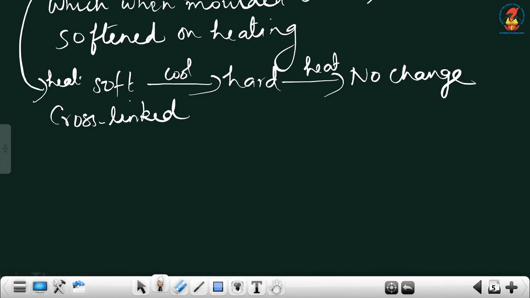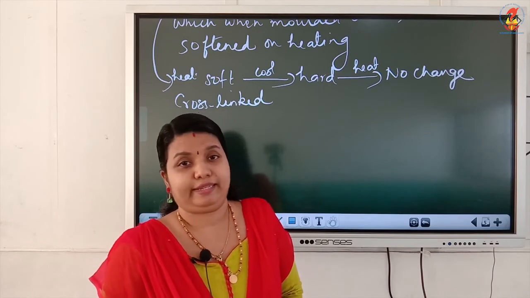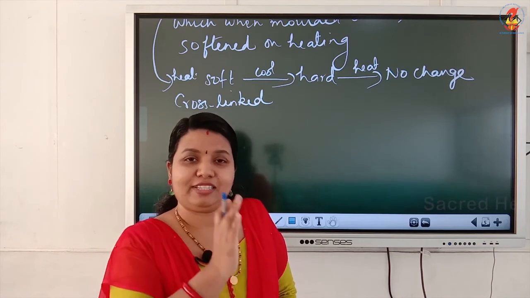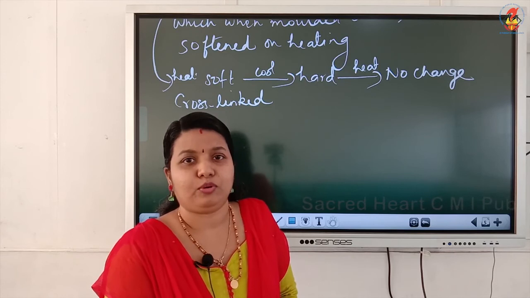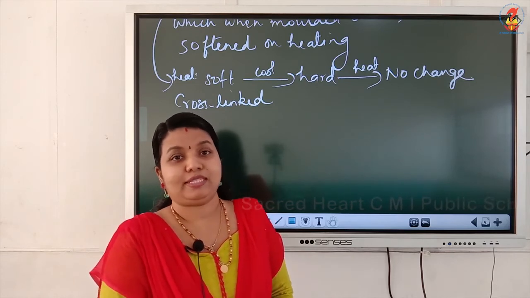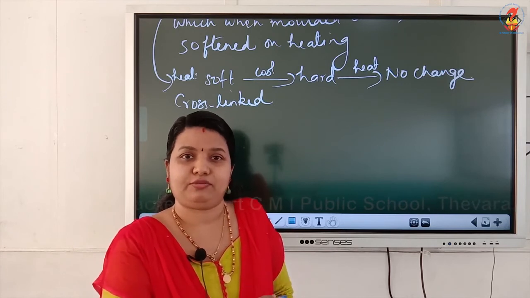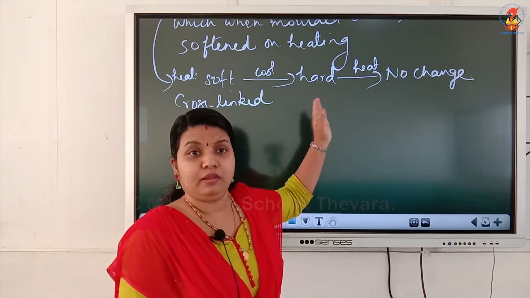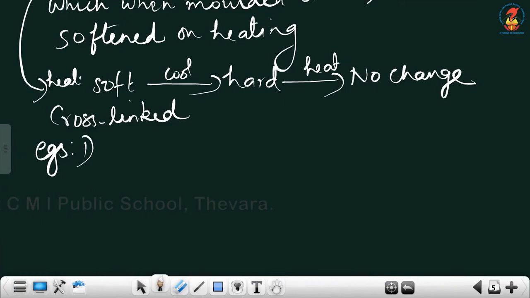So, what are thermosetting plastics? The plastics which when molded once cannot be softened on heating are known as thermosetting plastics. Once it is heated and once it is set into a particular shape, no change on heating. No more softening on heating. So, that is thermosetting. Once it is heated and cooled, it is set forever. Okay. So, the arrangement of monomer units is cross-linked. Examples. Two examples you have to learn.